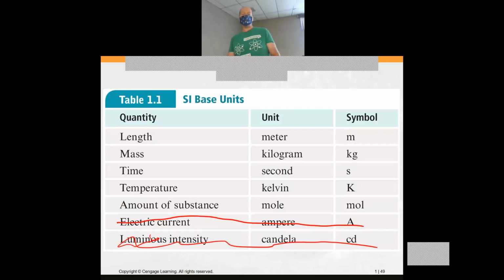So you have to know length is meter. The one that is missed most commonly is the SI unit for mass. It is the kilogram. It is not the gram. It is the kilogram. Time is seconds, temperature Kelvin, amount of substance mole. Make sure you know that.